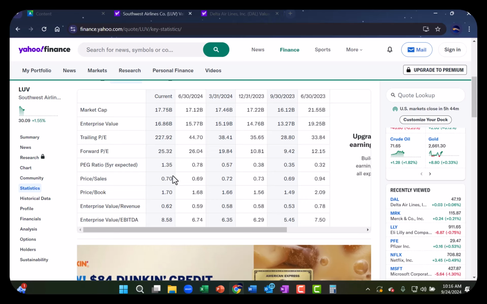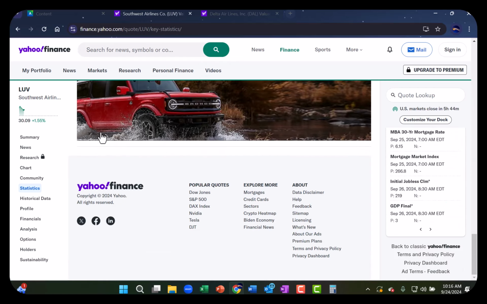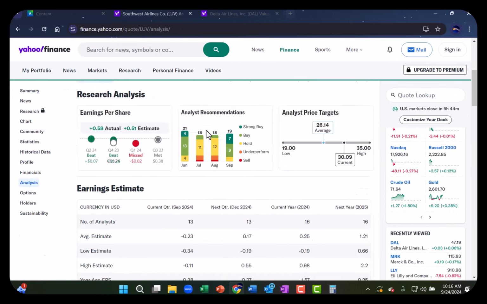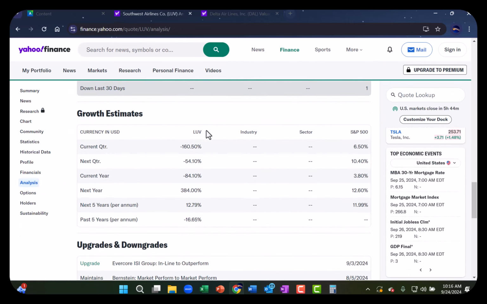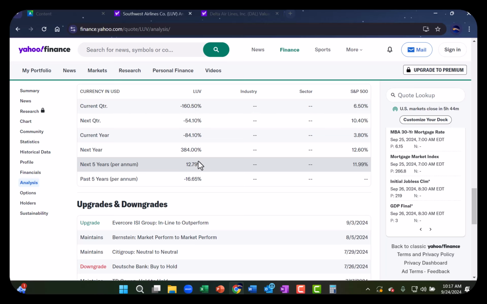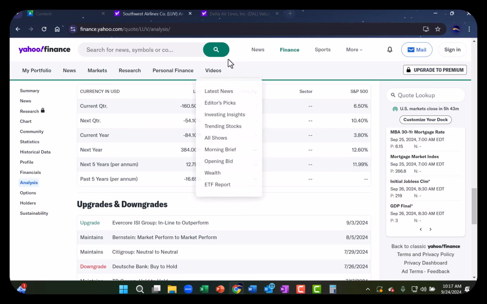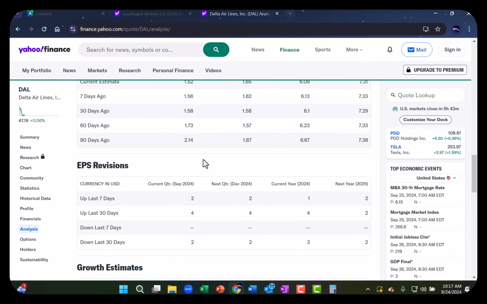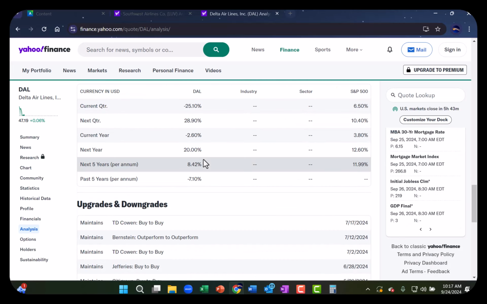More than likely, that's because we have very low estimated growth rate for Delta. Let me see. Analysis. Southwest is expected to grow about 13% over the next 5 years. Delta, on the other hand, only 8%, not much.